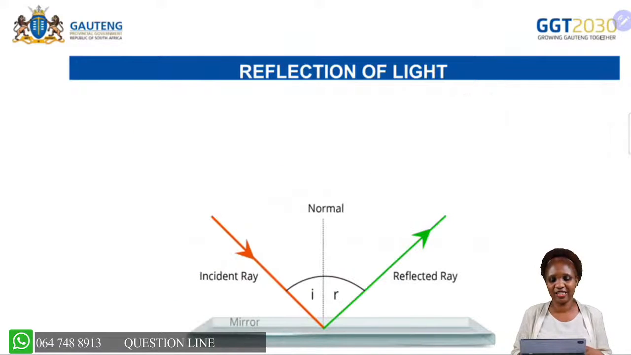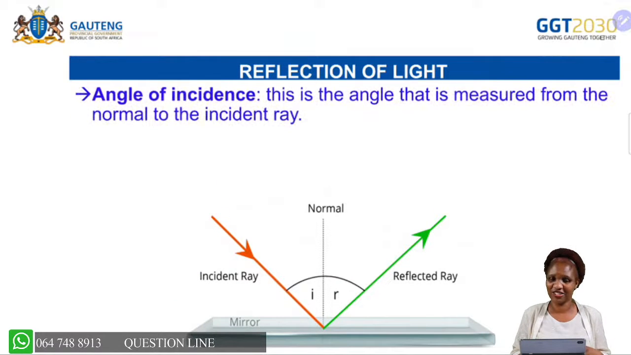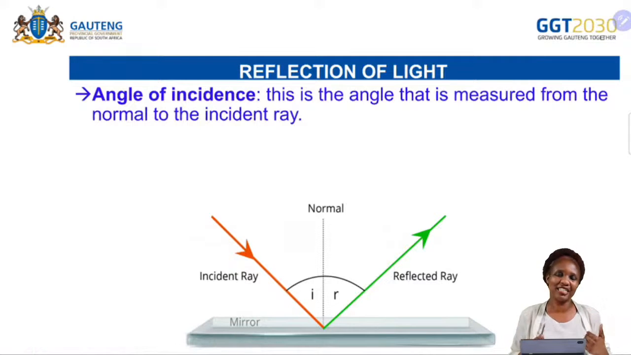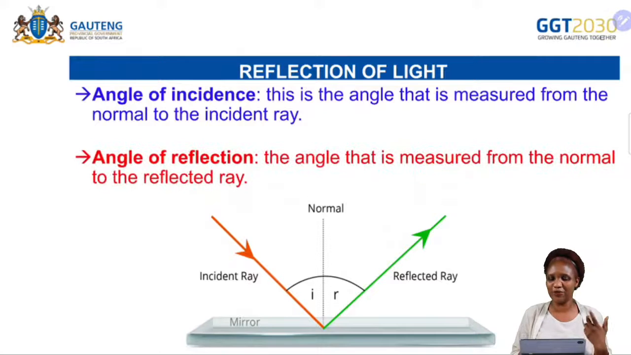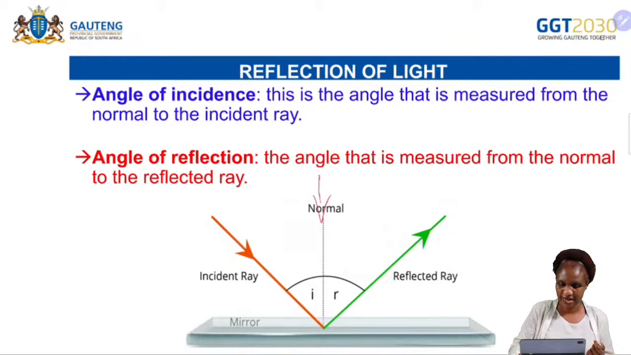And then let's continue, grade 8. This is interesting, isn't it? And then we are looking at the angle of incidence. This is the angle that is measured from the normal to the incident ray. If we are saying it is measured from the normal to the incident ray, what are we talking about? This is our normal, grade 8. This line is the normal. It is an imaginary line.